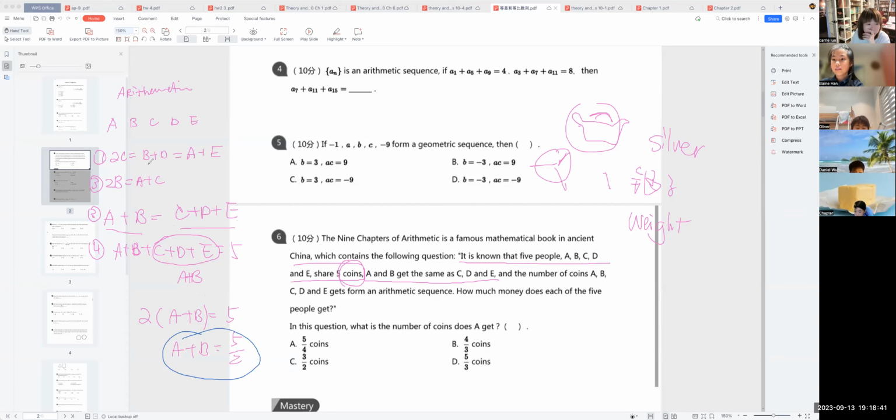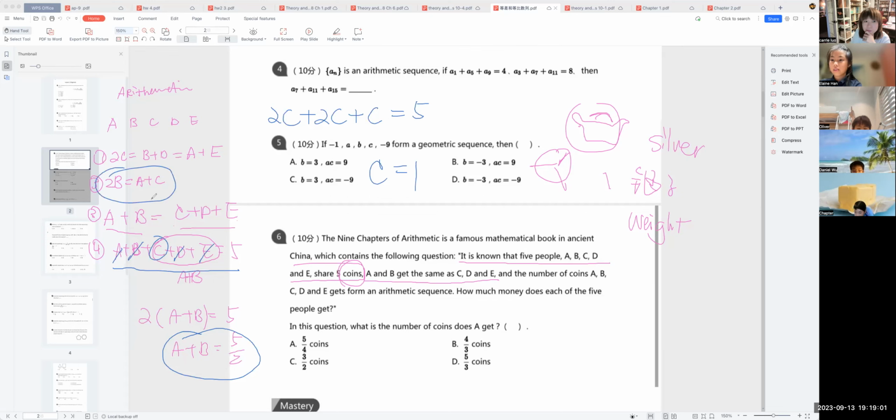So 2C equals B plus D equals A plus E. So I'm going to replace, still using this one. So A plus E is 2C. B plus D also is 2C. And we have a C left. So we can find out C equals 1.